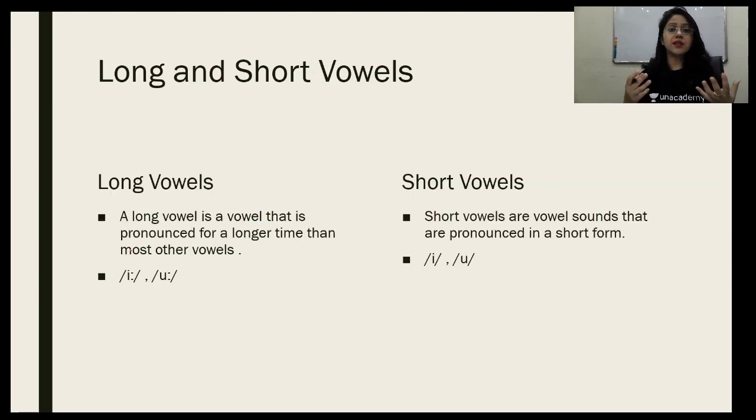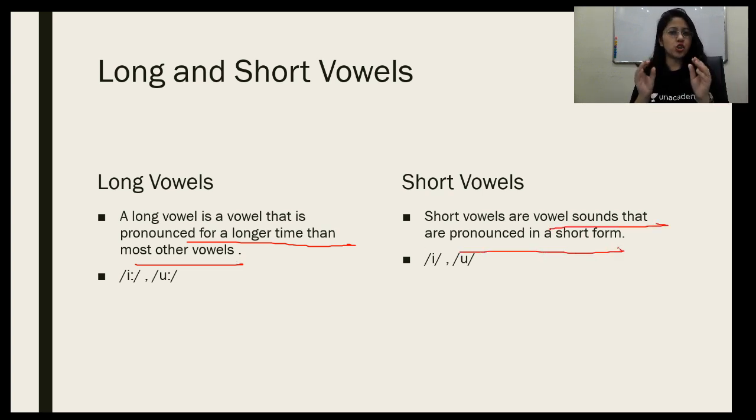First, we are going to understand what a long vowel is and what a short vowel is. I have concentrated on four sounds, and that is the reason why I've categorized the four sounds under the long vowels and the short vowels. A long vowel is a vowel that is pronounced for a longer time than most other vowels. Short vowels are vowel sounds that are pronounced in a shorter form.